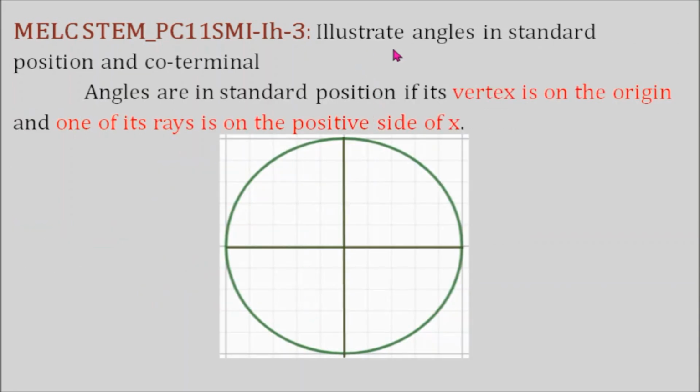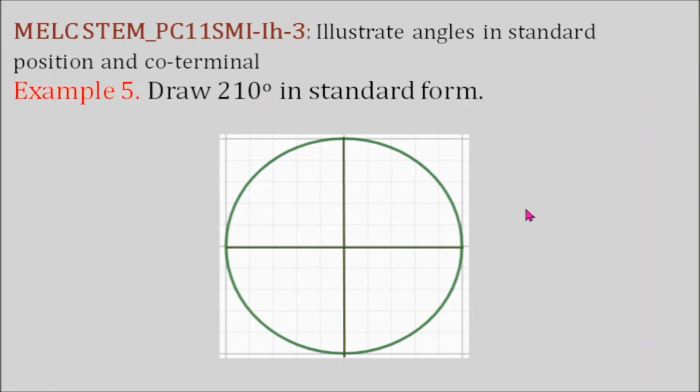Competency number 3. Illustrate angles in standard position and coterminal angles. Angles are in standard position if the vertex is on the origin, and one of its rays is on the positive side of x. Now let's do an example.